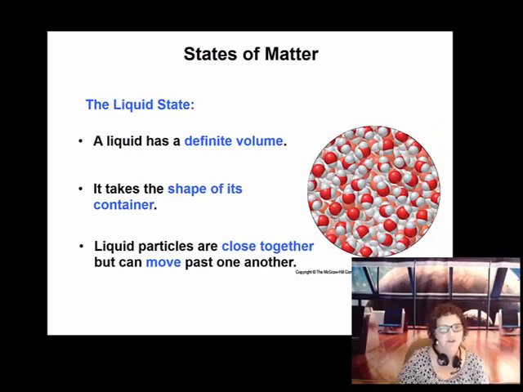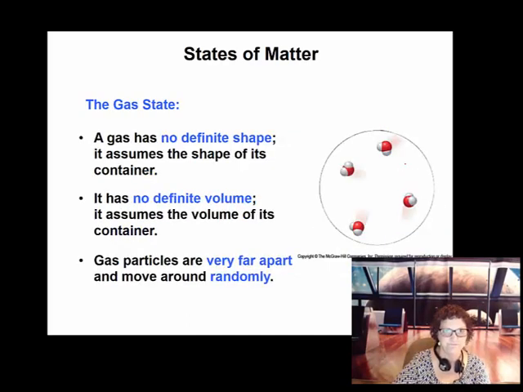Liquids are almost as closely packed as solids are, but just a little bit looser. They have a definite volume. They are pretty close together still, but they can kind of slip back and forth between each other. But they do not have a definite shape. That is, it doesn't matter what you put a liquid in, it's going to conform to whatever shape that was.